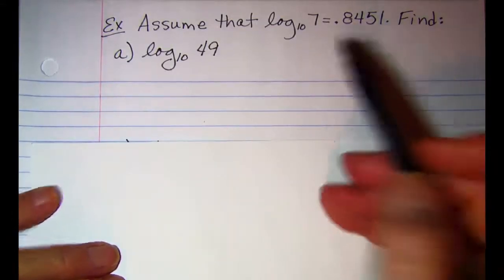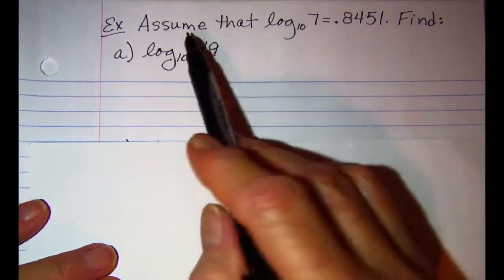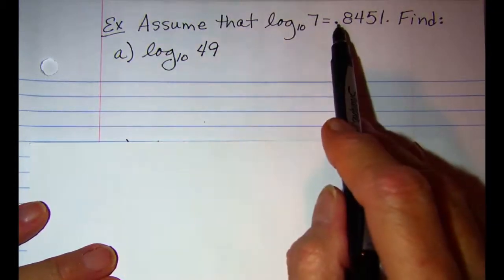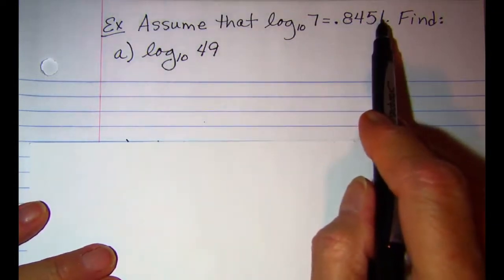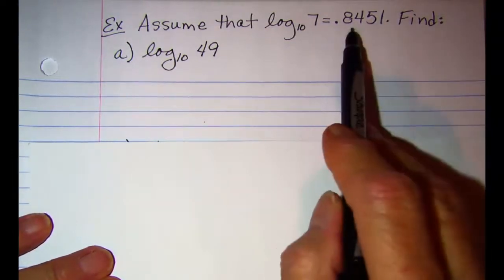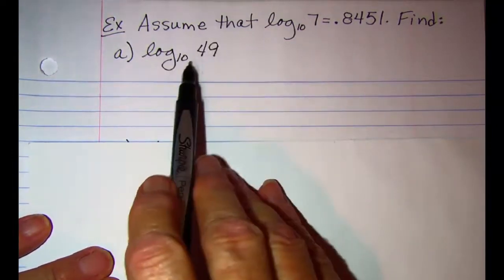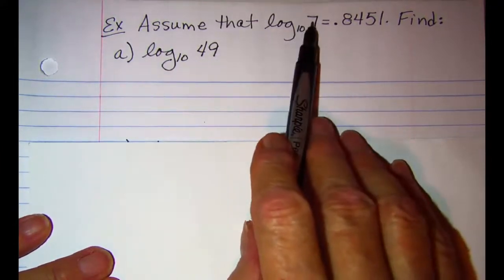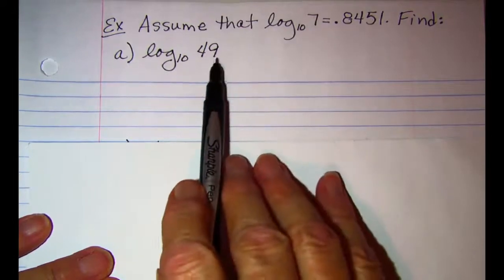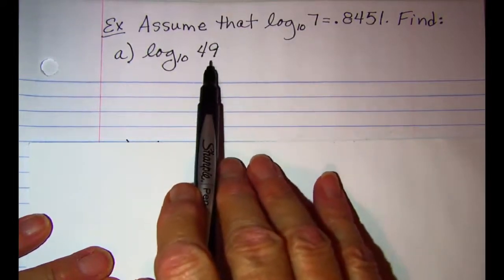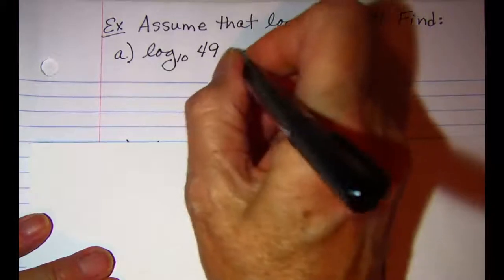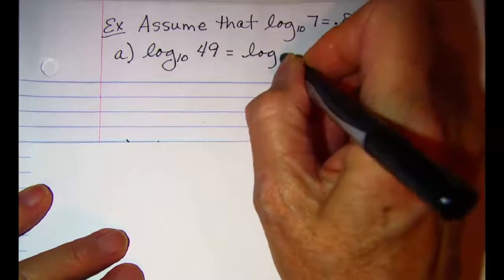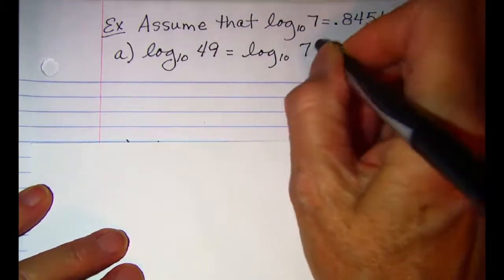Now we can continue to use our properties with this example. We're asked to assume that the log of 7 base 10 is 0.8451. And then that's all that we're given, and we're asked to find the log base 10 of 49. Now, since I know the log of 7, I can write this argument as 7 squared. So let's do that and then see what we have. This will be the log base 10 of 7 squared.